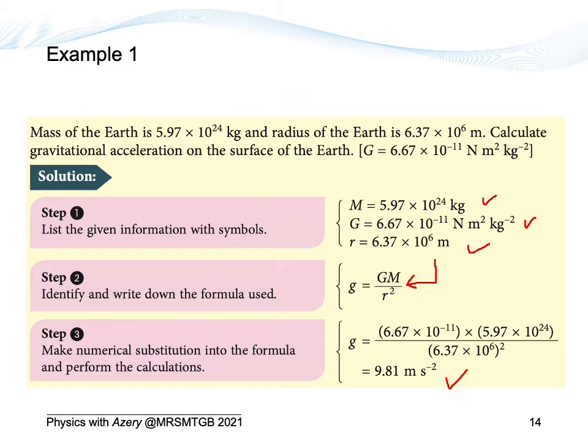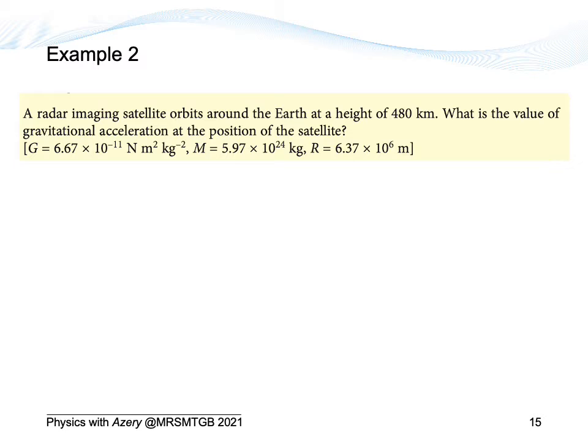Okay, let's see the next question. A radar imaging satellite orbits around the Earth at a height of 480 km. Now we have h. H is this, but make sure this is in kilometer. You need to convert this into SI unit, so you need to turn kilometer into meter. So the question asks, what is the value of gravitational acceleration at the position of the satellite?